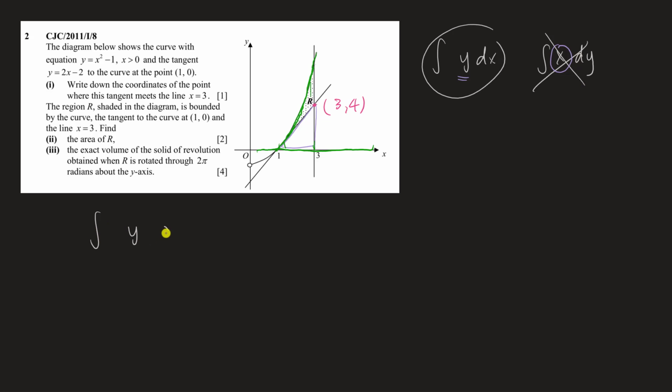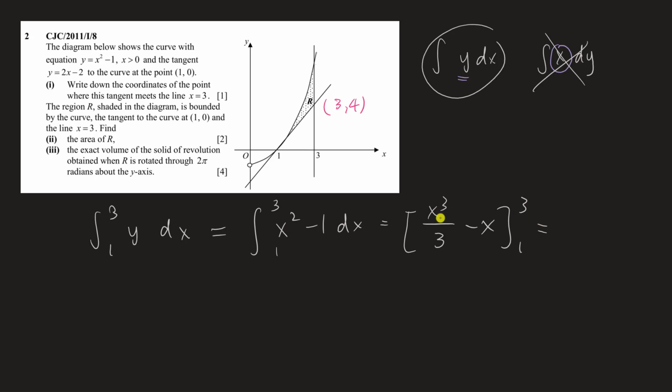Integrate y dx from 1 to 3 equals integrate x squared minus 1 dx from 1 to 3. This will give me x cubed over 3 minus x evaluated between 1 to 3, which will give us 27 over 3, 9 minus 3, 6. Minus away 1/3 minus 1. This will give us 6 minus away negative 2/3, which is actually 6 plus 2/3, 20 over 3.